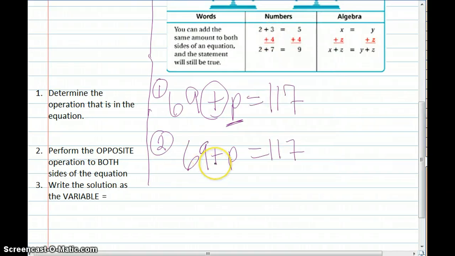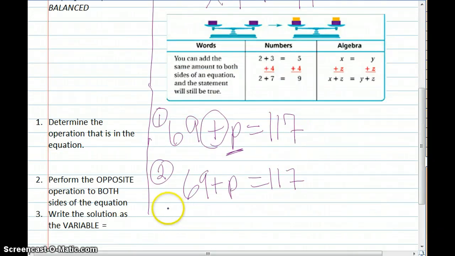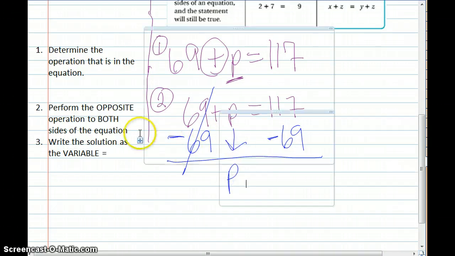Since the operation in the problem is addition, the opposite is subtraction. Now I cannot add or subtract a letter, so I have to deal with my numbers. Also, the whole goal is to get rid of this 69 so that all I have left is p equals something. Remember, the goal was to isolate the variable. So we are going to subtract 69 because subtraction is the opposite. And remember, I have to do it not only to one side, but to the other as well. So 69 minus 69, well, guess what happens there? They cancel out. It makes 0, leaving my p all by itself, which is step 3.